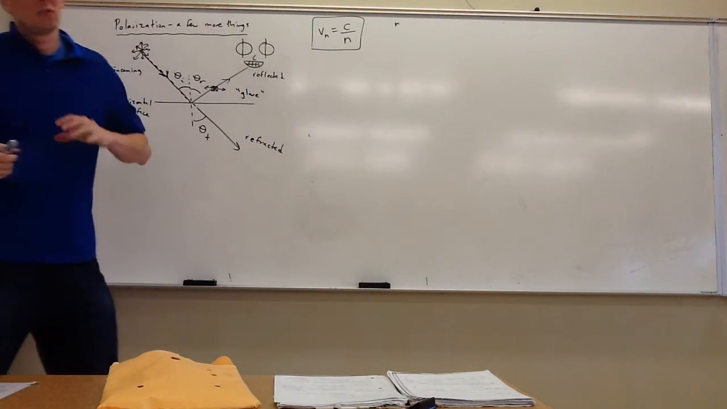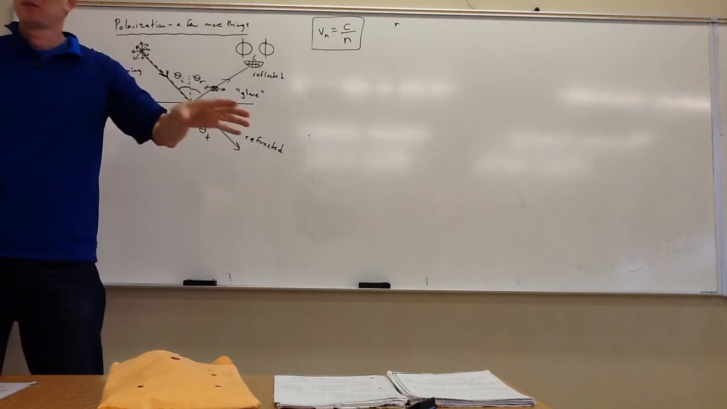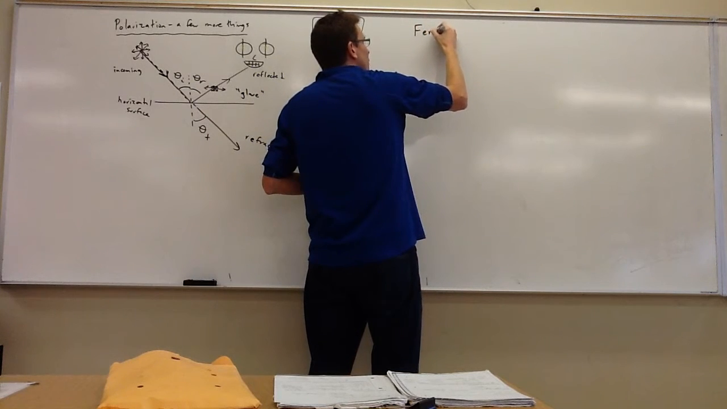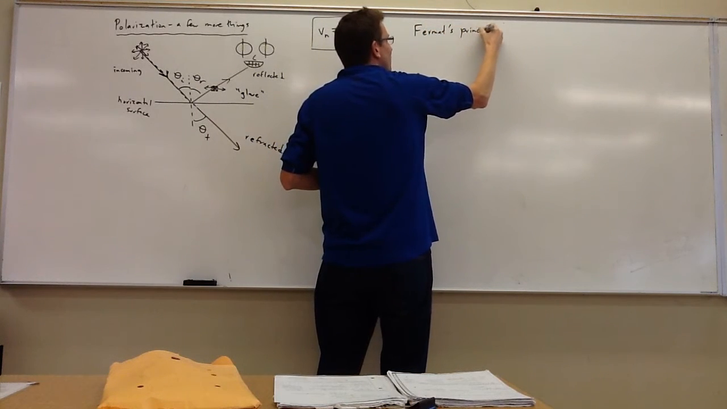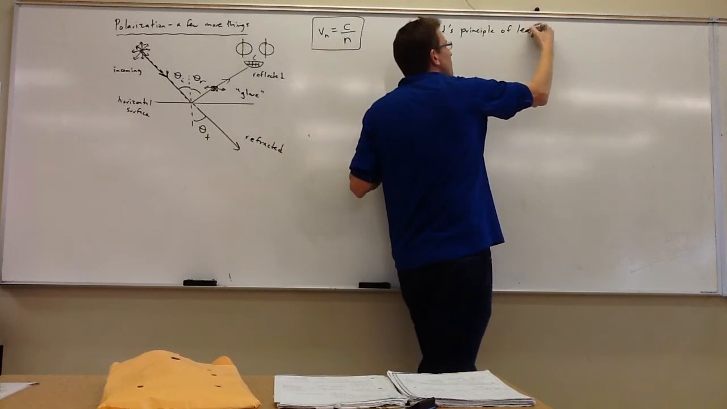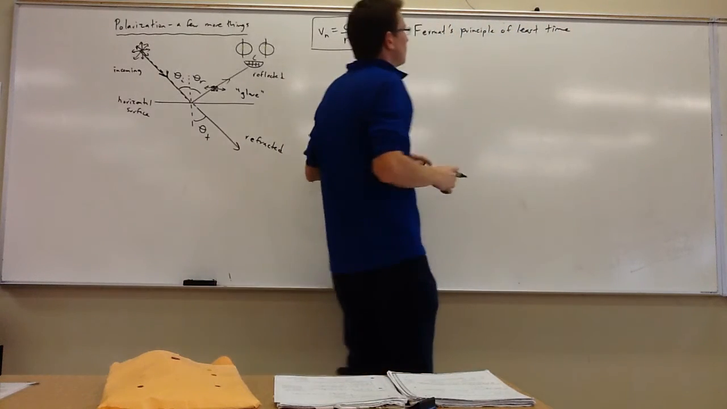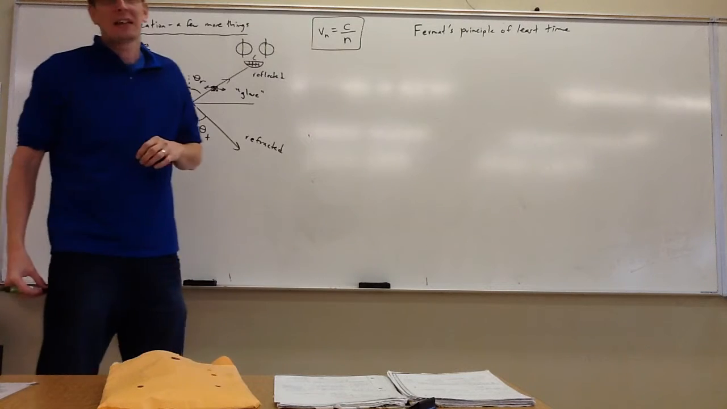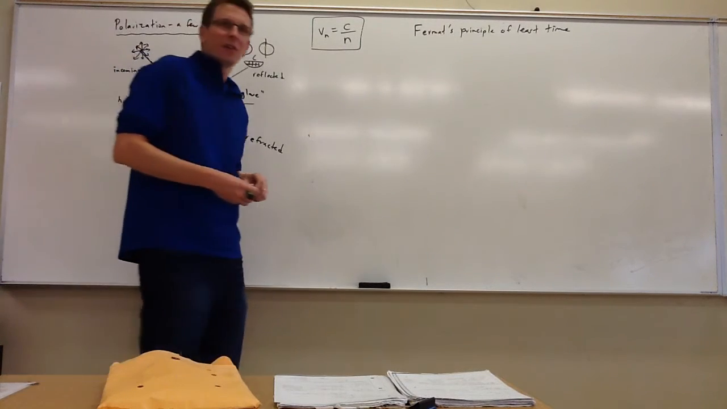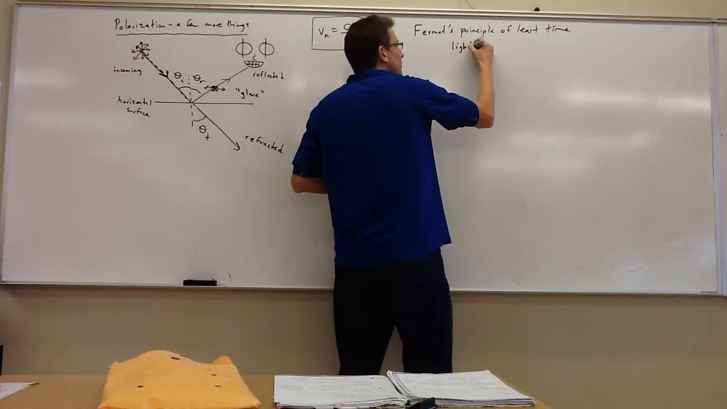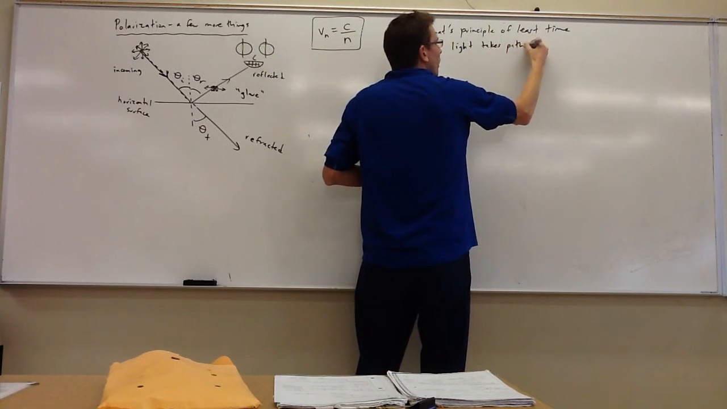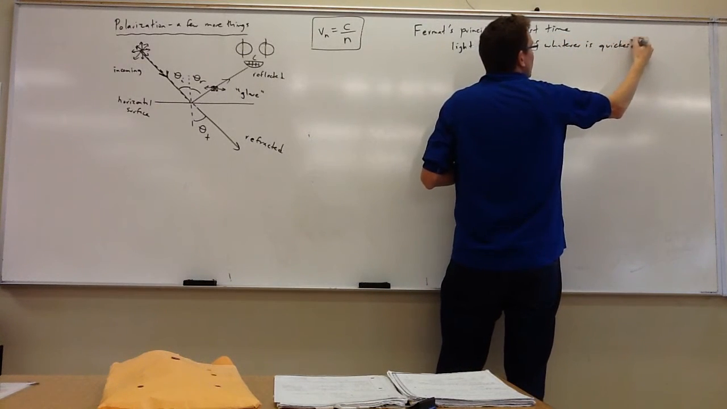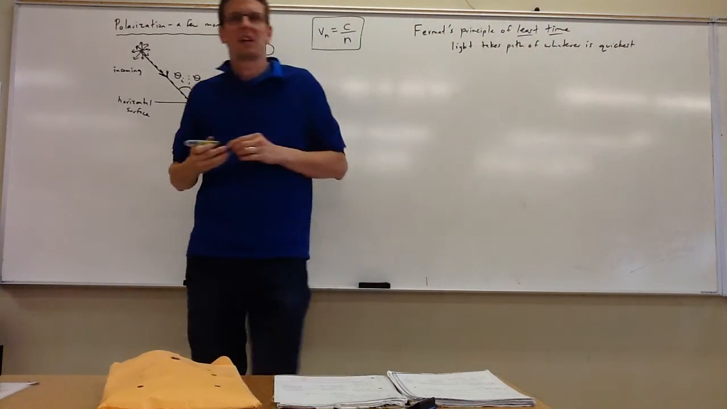Let me not talk about light, but let me talk about just the general principle that can be applied to light and many other things. Fermat's principle of least time. For this, I'm not going to explain why this is the case, but it's going to be kind of an axiom. Its statement is very simple: light will always take the path of whatever is the quickest, so hence least time. Okay?